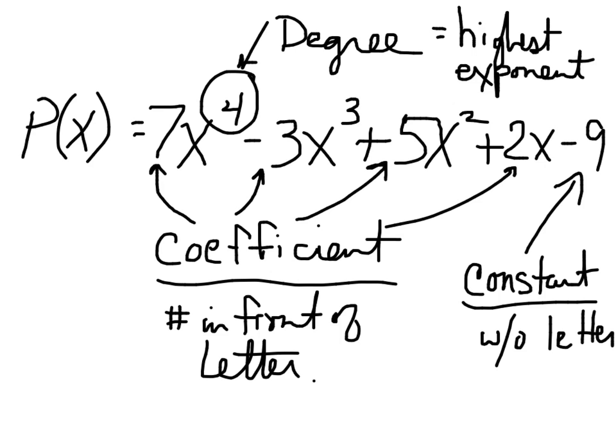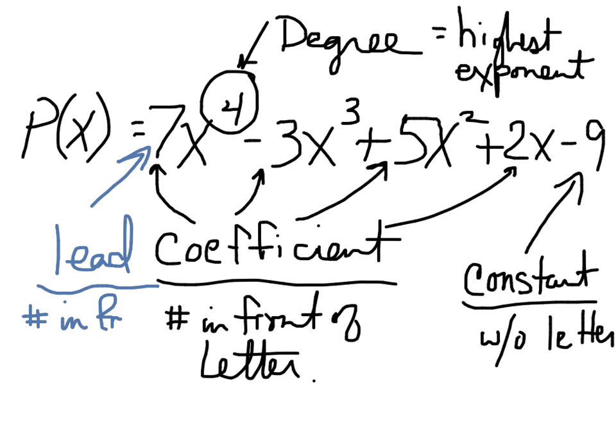And then I have one more thing to add, which is what we call a lead coefficient, which happens to be the number 7. A lead coefficient is the number in front of the degree. These things can be jumbled around. So if I were to put x to the fourth somewhere in the middle, wherever the highest exponent is, the number in front of that is the lead coefficient, not necessarily the one in the front.